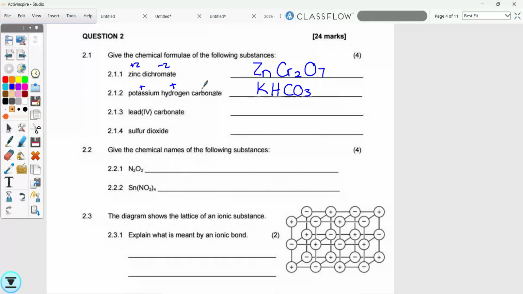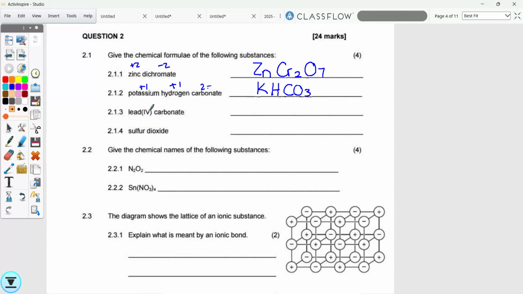CO3, and CO3 is 2 minus. Does that give me 0? Plus 1, minus 2. Does that give me 0? If it gives you 0, you leave it the way it is. Please, don't fiddle with something that's perfect.